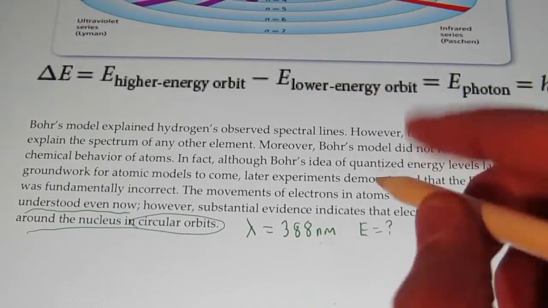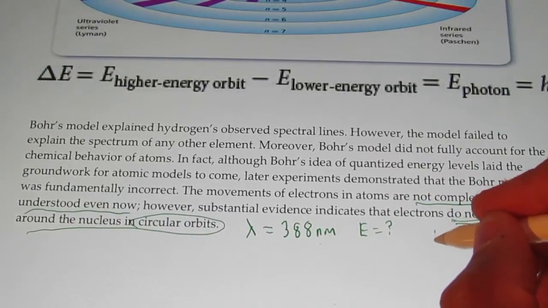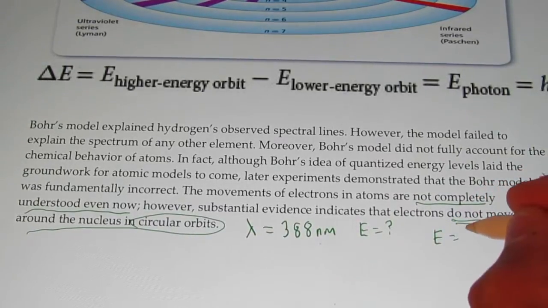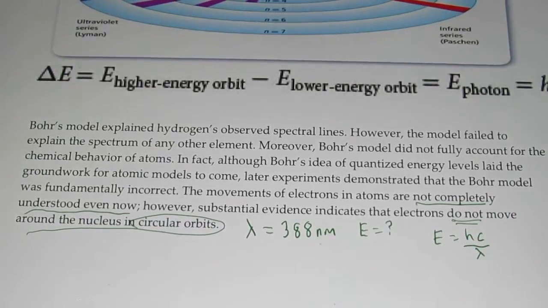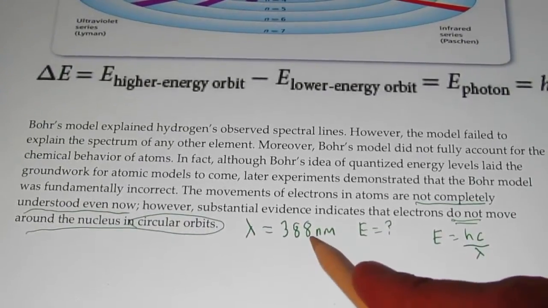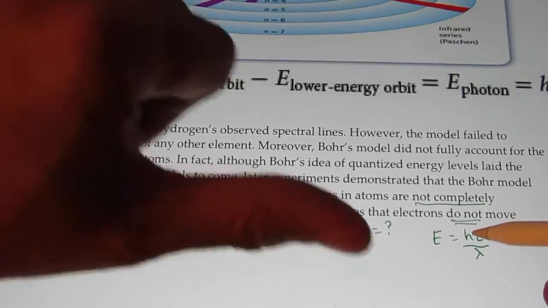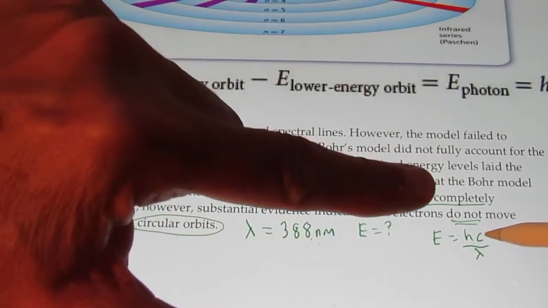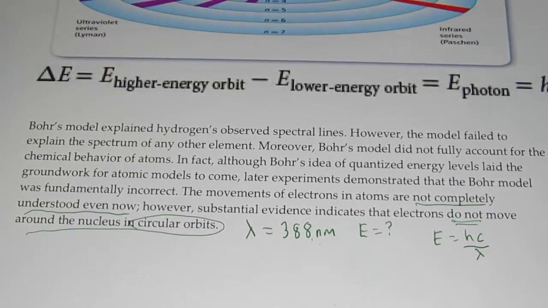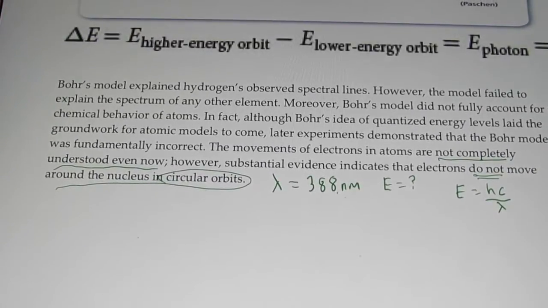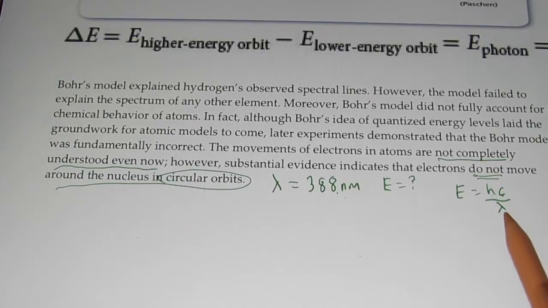Alright, welcome back. Did you use this equation? Energy is equal to hc over lambda? Yeah, we know the wavelength, don't we? We always know h because it's a constant. We always know c because it's a constant. We should be able to find the energy by using that equation. So let's see what we do. We take h times c and divide it by the wavelength.